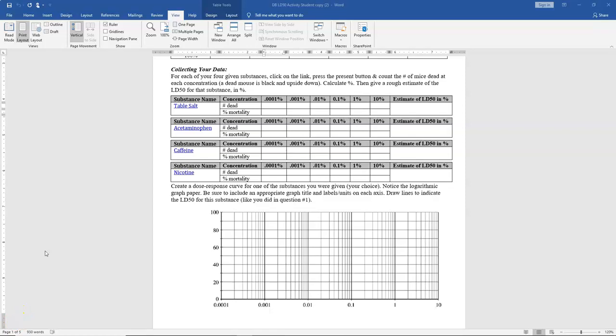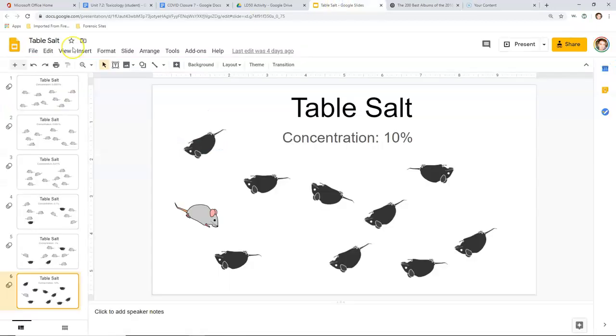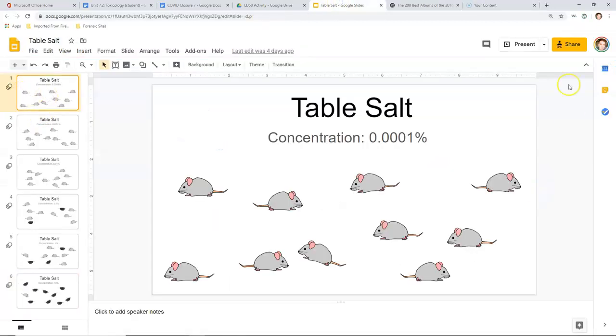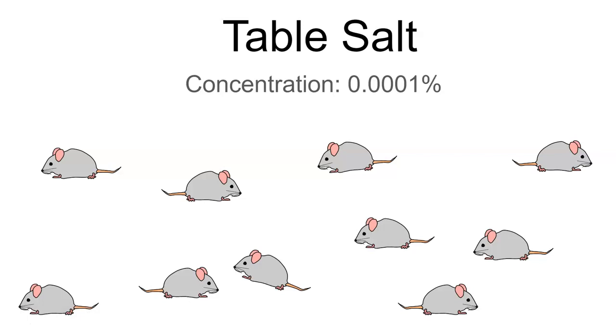The first thing we have to do is look and see how many mice in our population of lab mice have died at each of these concentrations of table salt, and then calculate the percent of those mice that died. And we made it pretty easy because in all of these mice cages, there's only 10 mice. So the number of mice that died will equal the percent mortality.